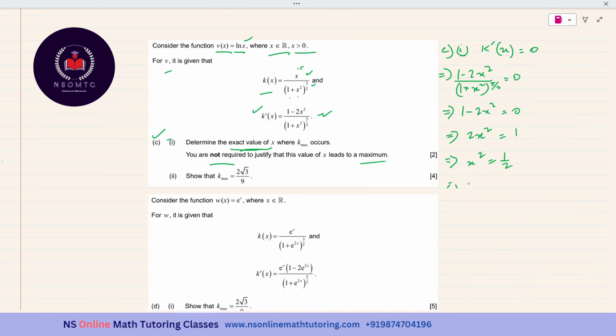So therefore x is equal to 1 over root 2 or root 2 over 2, anything, because we are taking the square root and I am writing only the positive square root. Why am I rejecting the negative square root? Because x is greater than 0. It is given x is greater than 0. Okay.